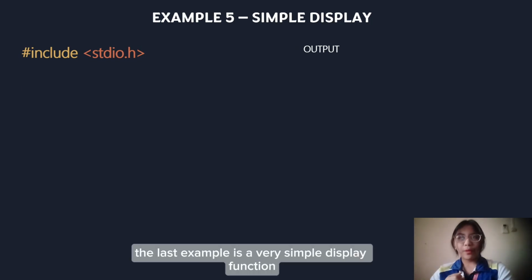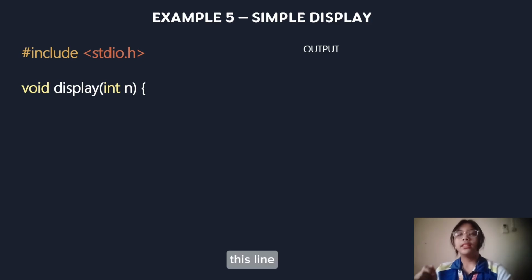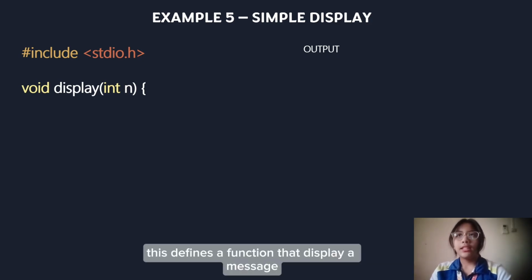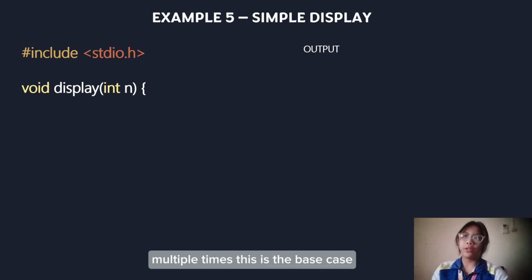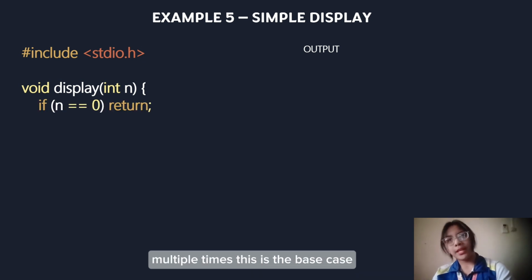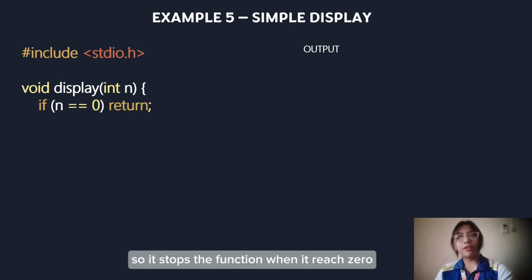The last example is a very simple display function. This defines a function that displays a message multiple times. This is the base case. It stops the function when it reaches 0.